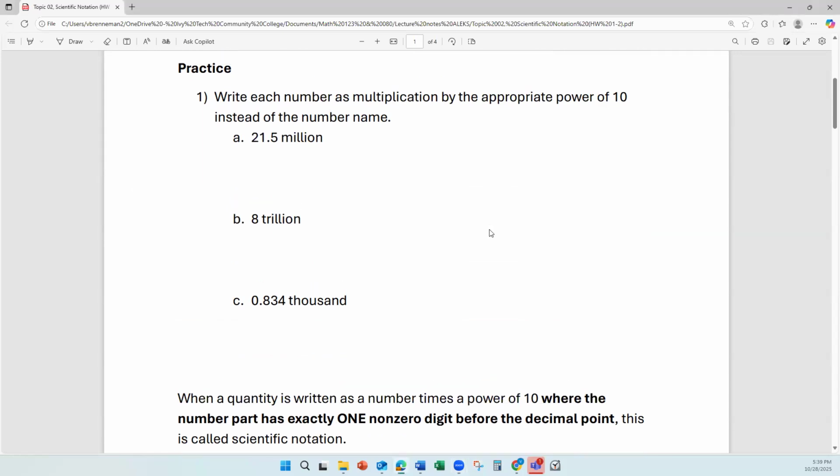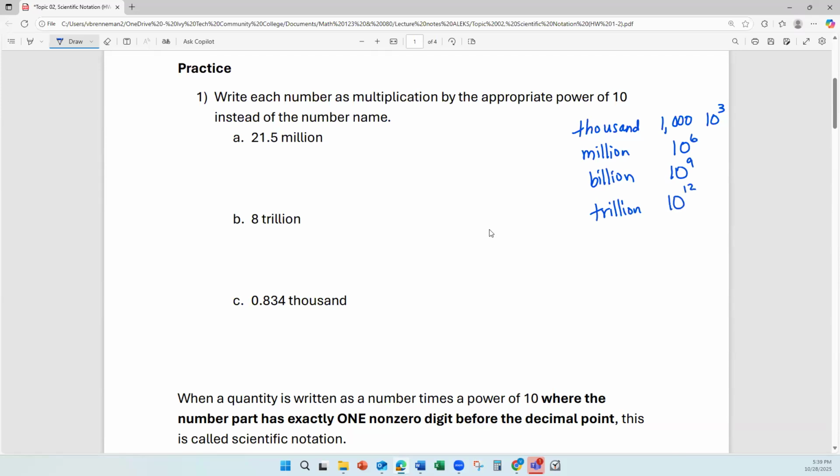So you have the first comma level is thousands. So that would be 1000, which would be 10 to the third power. The next level, million. It's 3 more zeros, it's 3 higher, 10 to the 6th. Billion is 10 to the 9th. And trillion is 10 to the 12th.